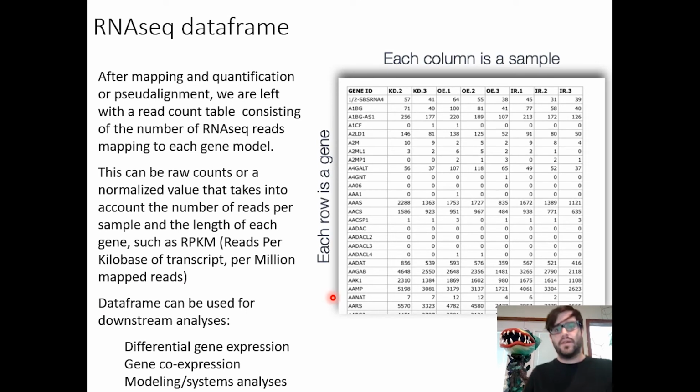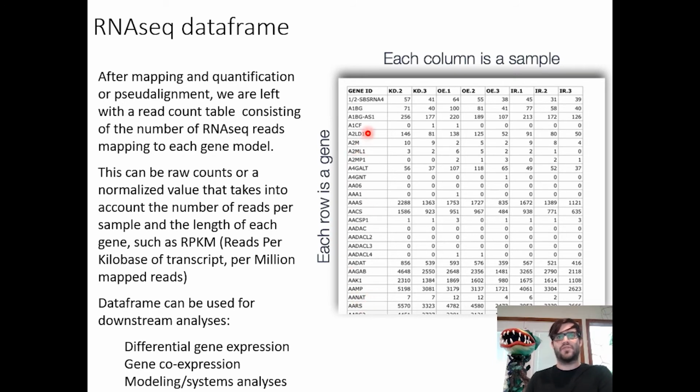Okay, so what do we get from this? After mapping and quantification or pseudo-alignment, we're left with a read count table consisting of the number of RNA-seq reads mapping to each gene model. This can be a raw count where it's basically saying 50 reads aligned to this gene, 35 aligned to that one, or it can be a normalized number. And we'll talk about that in a little bit. But basically we get this output.